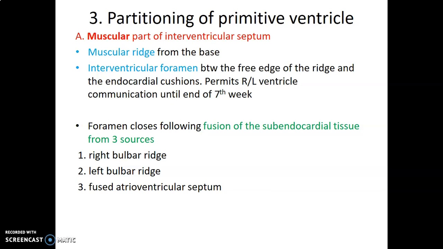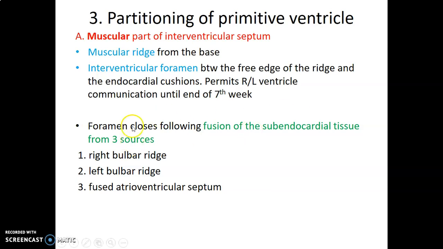Then we usually have an interventricular foramen. This is between now the free edge of this ridge. Remember, the ridge is growing upwards towards the endocardial cushion. So between the free edge of this ridge and the endocardial cushion is the interventricular foramen. And this foramen usually permits communication between right and left ventricle until the 7th week.